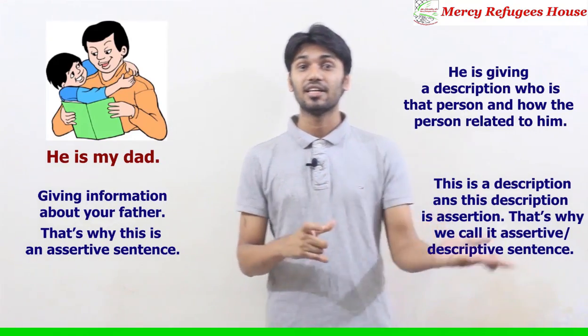Okay, let's see another example. My brother's name is Daniel. See, in this sentence I'm saying that I have got a brother and my brother, his name is Daniel. I am summing up all this information together and saying my brother's name is Daniel.